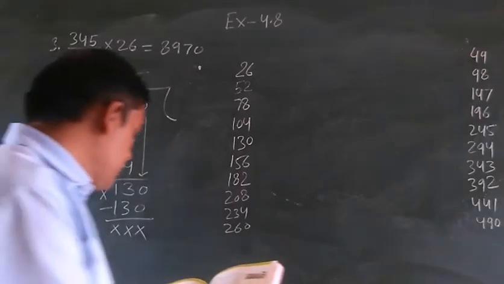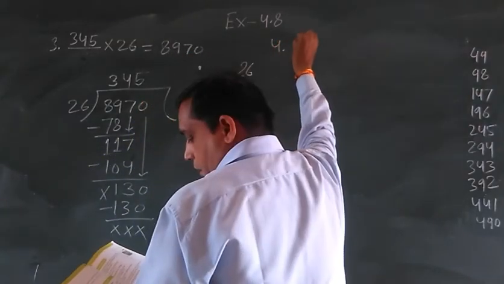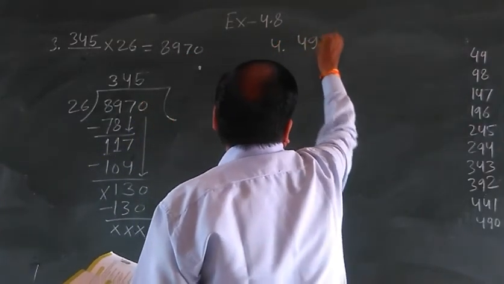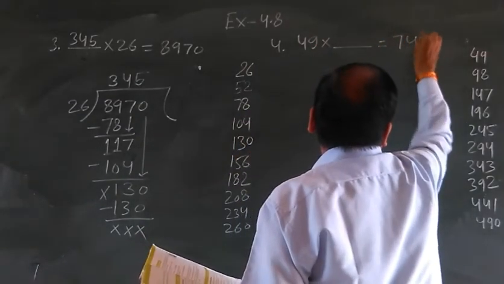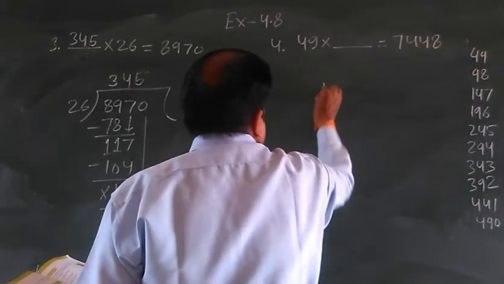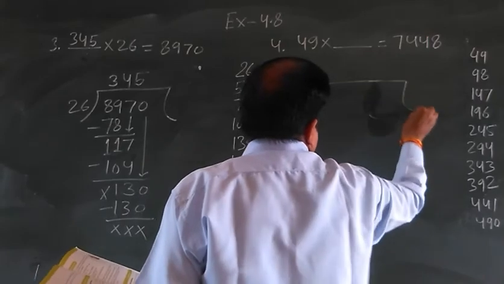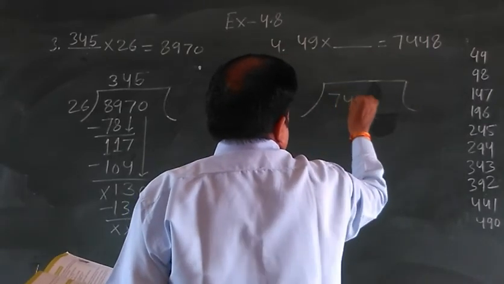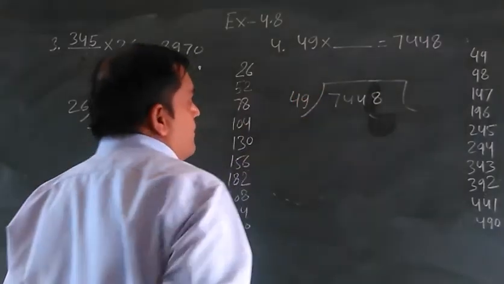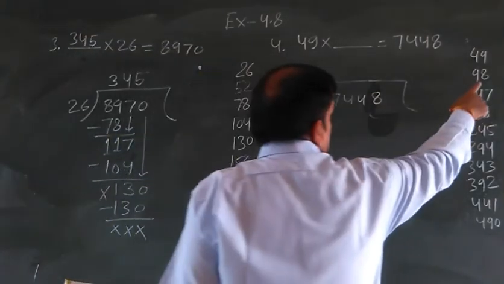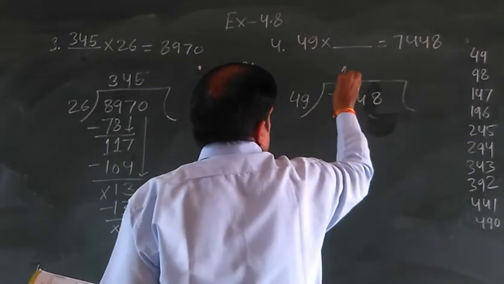Now question number 4. 49 multiplied by blank equal to 7448. Again, first we write the table of 49. So it is easy for us. 7448 divided by 49. Now you see, the second time in the table, 196 is greater than 74. So what do we have to do? We go for one time.